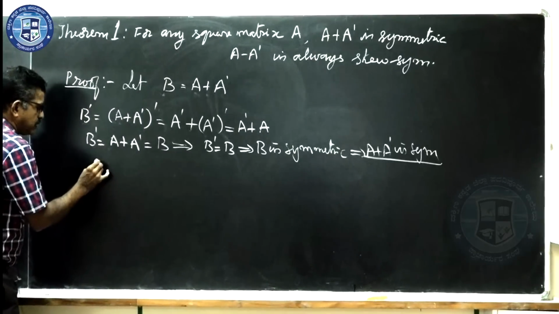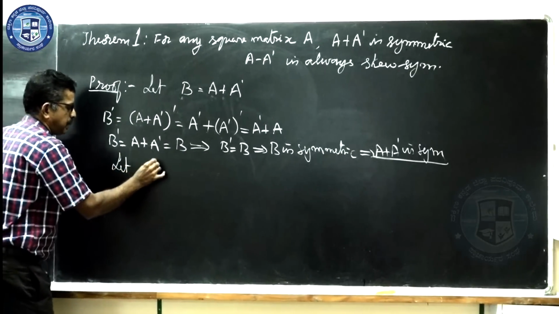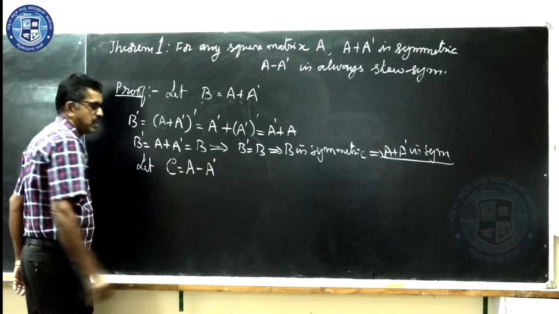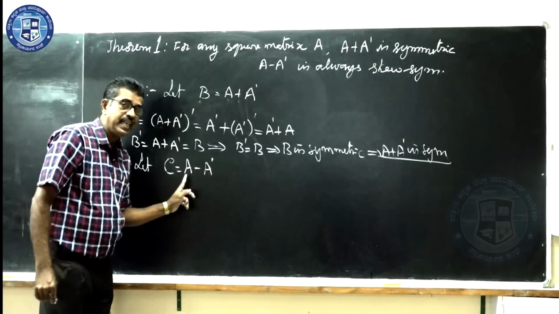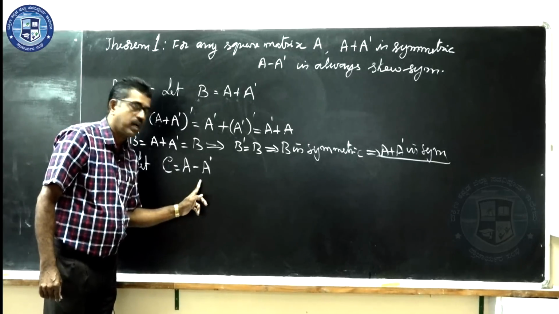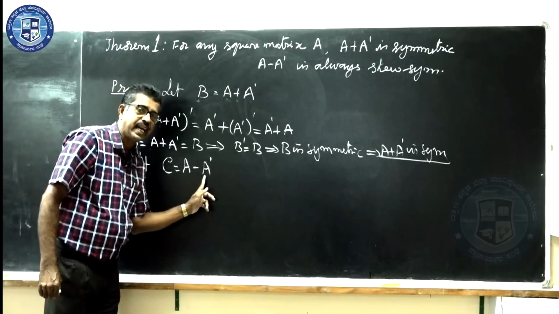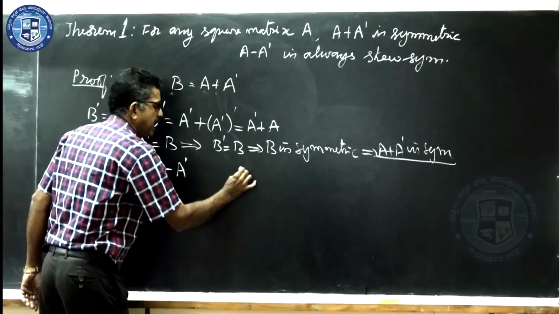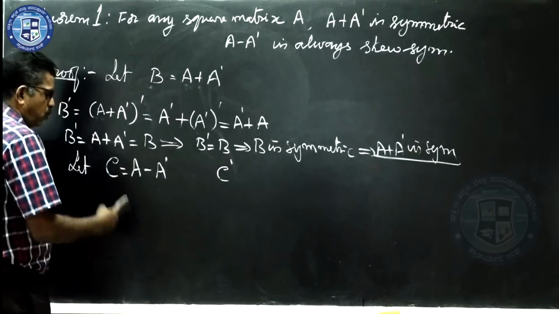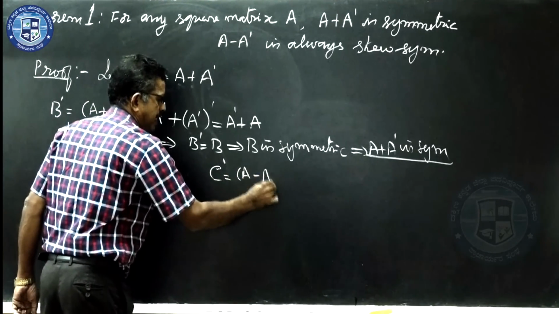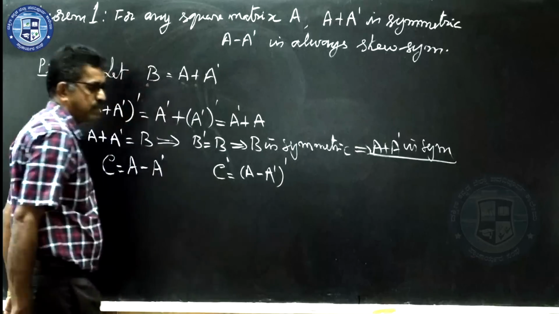I will continue. Let capital C be A minus A dash. I need to prove that C is skew symmetric. How to prove that C, A minus A dash, is skew symmetric? To prove that it is skew symmetric, I will begin with C dash. What is the transpose of C? It is nothing but A minus A dash, its transpose.